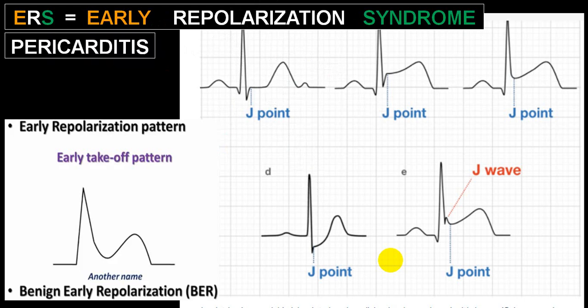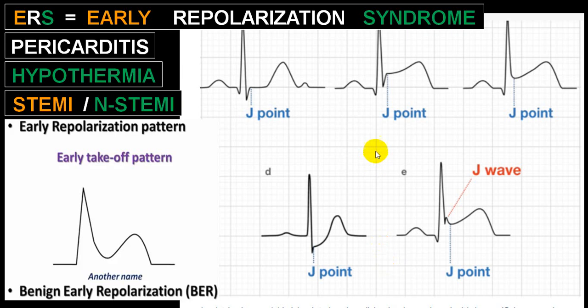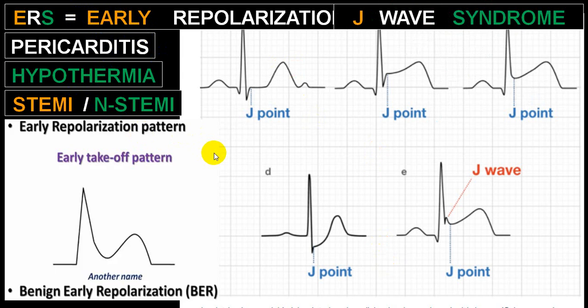Always look for pericarditis, hypothermia, STEMI and non-STEMI, because sometimes they mimic identically like this. You will have to differentiate. So we'll be mentioning those findings. So three main important conditions: early repolarization, pericarditis, and STEMI. So look for those conditions. So together we call this J wave syndromes.